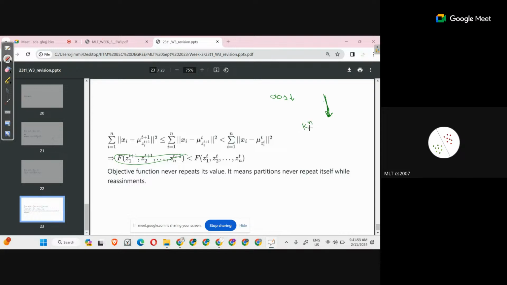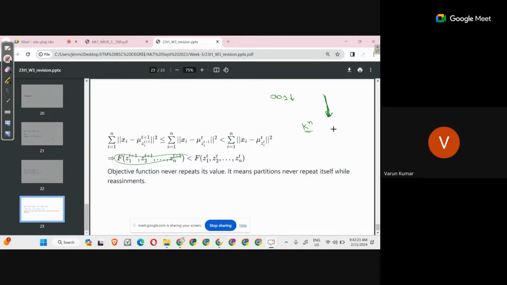And also we know that there is a limited number of possible partitions, which was k to the power n. So using these two arguments, can we say that ultimately we will converge? At most, at the k to the power n-th iteration, it will be converged. I hope it is clear to all of you, right?